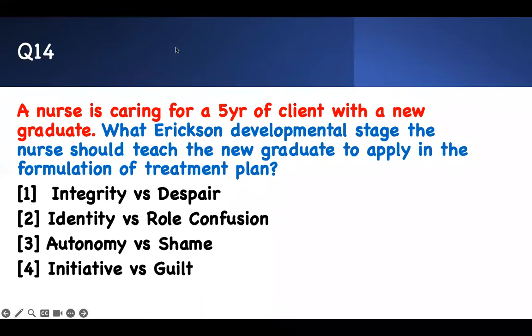Next question. What Erikson developmental stage should the nurse teach the new graduate to apply in the formulation of the treatment plan? A bunch of words. I read this and said, oh, it's a bunch of words. I know what I'm looking for, just the stage. A 5-year-old client. So 5-year-old, what do they need? Well, you have to know the stages.